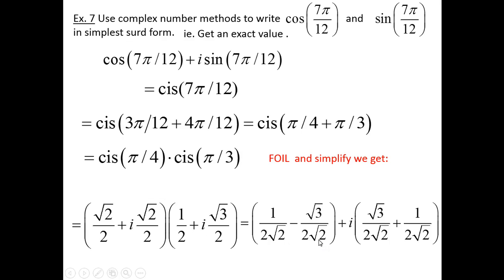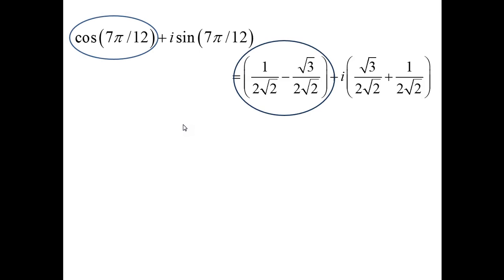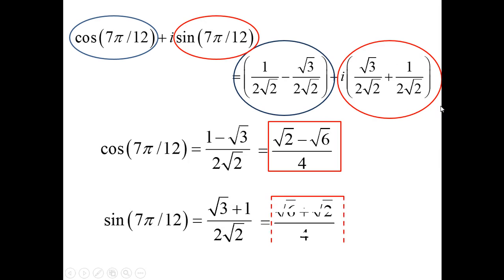So remember what this expression was equal to. We started out with cosine of 7 pi over 12 plus i sine of 7 pi over 12. So what you do is you put the real parts together and you put the imaginary parts together. The cosine of 7 pi over 12 can be set equal to (1 minus root 3) over 2 radical 2. And if we simplify that, we get this. Sine of 7 pi over 12, with the imaginary coefficient, same thing as here. So we equate those parts, and we get this.